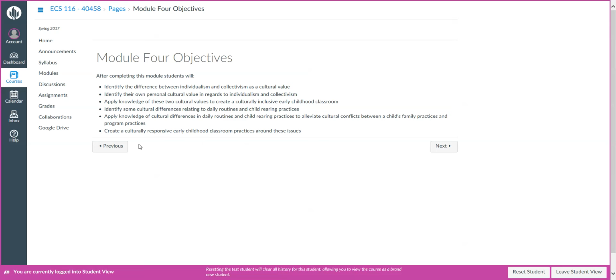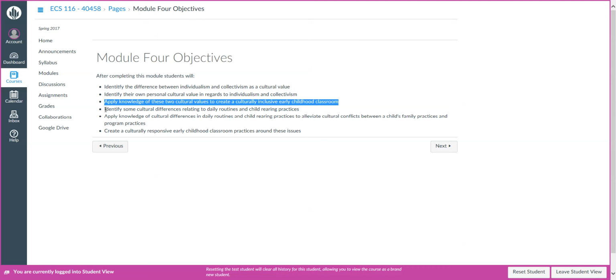The first thing that we're going to be talking about is identifying differences between individualism and collectivism as a cultural value. We did introduce this concept last module. As with any step, the first thing you're going to want to do is identify your own personal values and how you relate to individualism and collectivism. We're asking you to apply knowledge of the two cultural values to create a culturally inclusive childhood classroom.